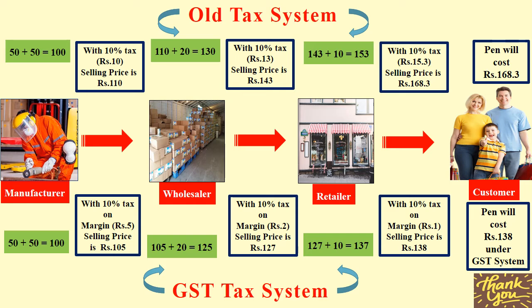Now from this figure, we can conclude that in the previous tax system, the pen cost rupees 168.3 paise to the consumer. While in the modern GST system, same pen will cost to the consumer for rupees 138. So the cascading effect or the double taxation is removed under GST system.